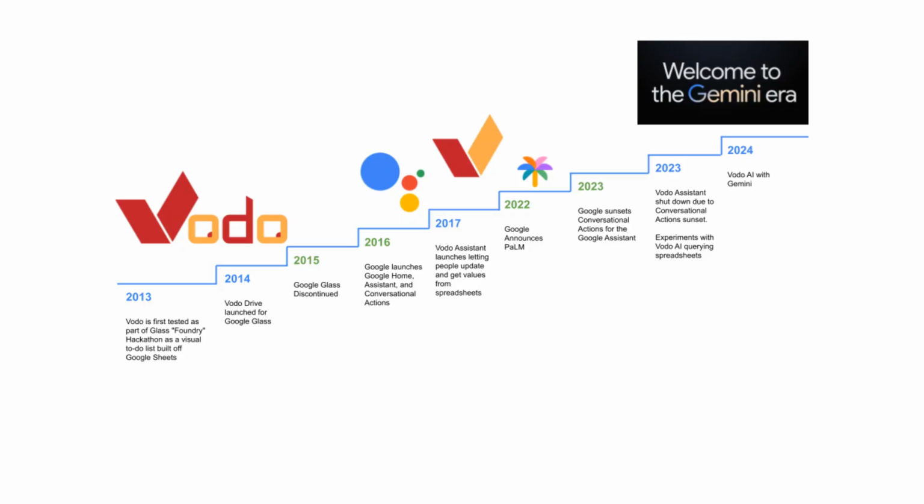Vodo AI with Gemini builds on over 10 years of work, exploring new ways to talk with spreadsheets, not just to ask about information, but to dynamically update them and run what-if scenarios using natural conversational language. Let's look at an example.